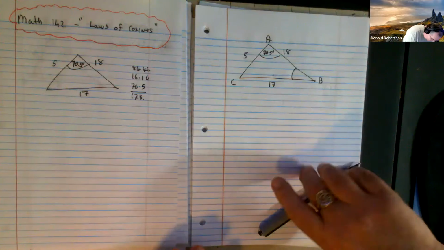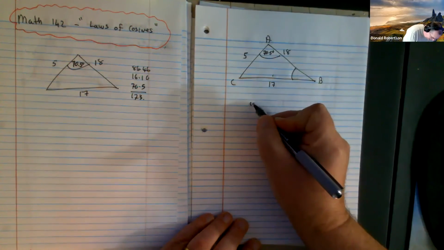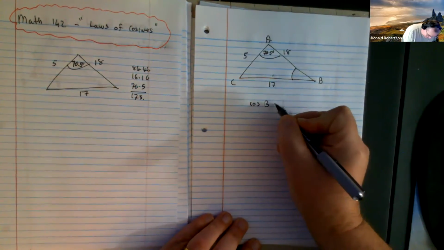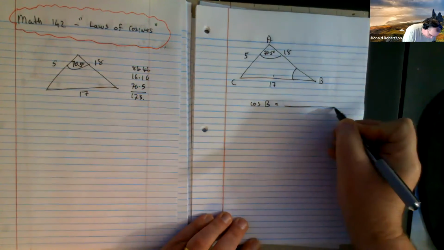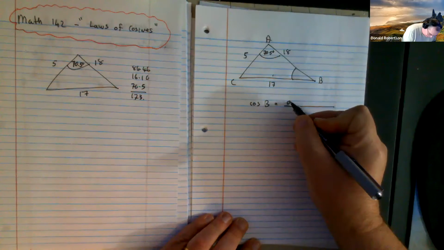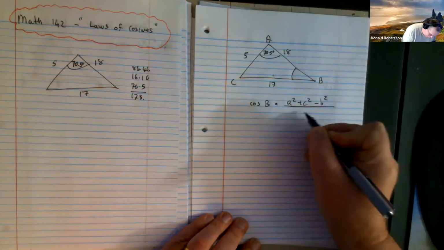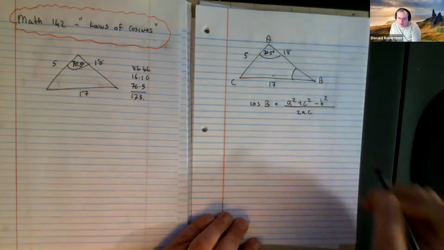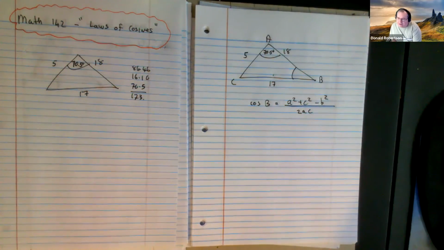So cosine of B is A squared plus C squared, take away B squared, over 2AC. Are you all comfortable about that formula? Because I know there's 3 of them. You remember the guys, we wrote them all down. That look good?